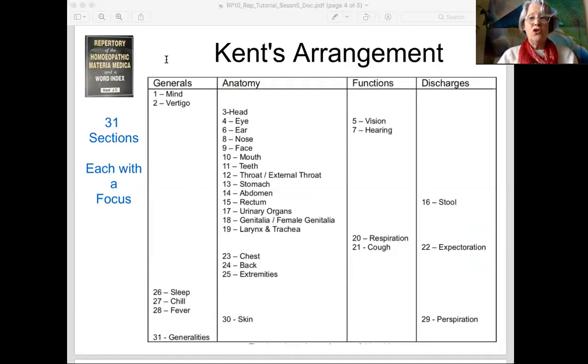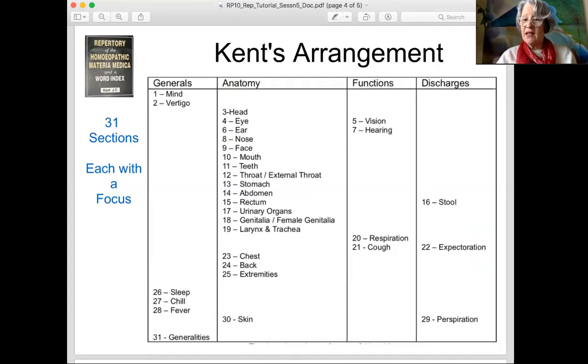Okay, so there we are. All right, so last time we looked through mind, vertigo, head, eye, vision, ear, hearing, and we said we would start off this next time with nose. And nose has some really, really useful things in it that we want to be aware of.